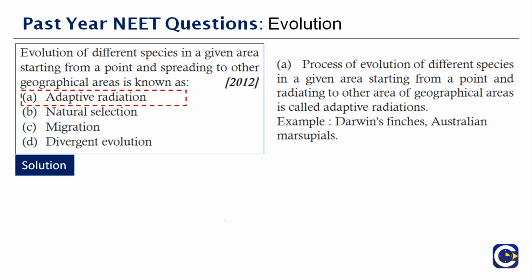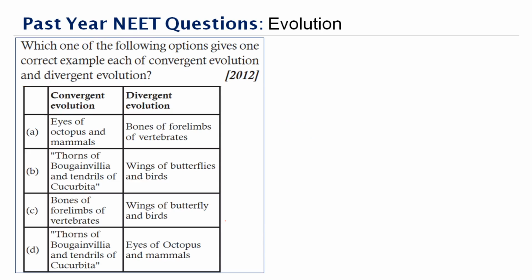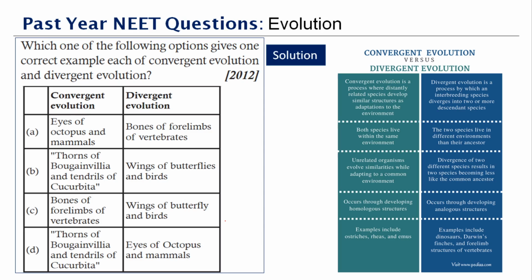Okay. Next question here. Which one of the following options gives a correct example each of convergent evolution and divergent evolution? Okay. So which is correct actually? Eyes of octopus and mammals, bones of forelimbs of vertebrates. So the right answer is option A. Now you have on your right side the difference between convergent and divergent. Convergent evolution, if you see, is a process where distantly related species develop similar structures as adaptations to the environment. Divergent, all that contribute to the same meaning.